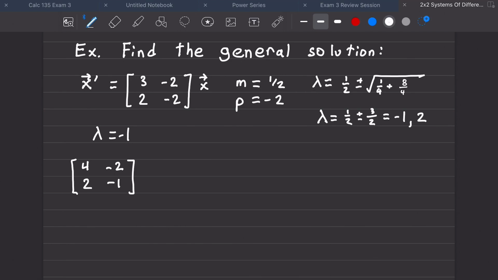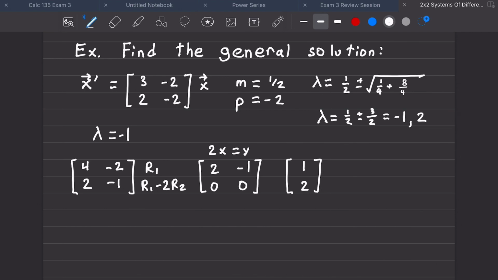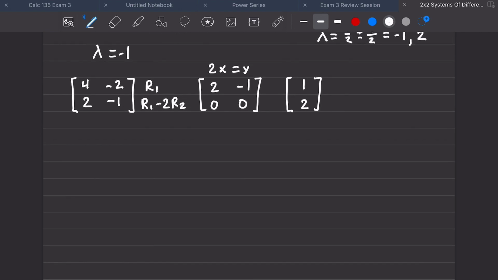Now if we look at these two rows, it should be clear that the second row is double the first one, and that's something we kind of expected. So I'm going to make this row 1, and let me save some space. I'm going to say row 1 minus 2 row 2. So we have 2, negative 1, 0, 0. We can rewrite this as 2x equals y, and we get the following eigenvector: this is 1, and this is 2. So y is equal to 2 times x. Very good. Let's move on.